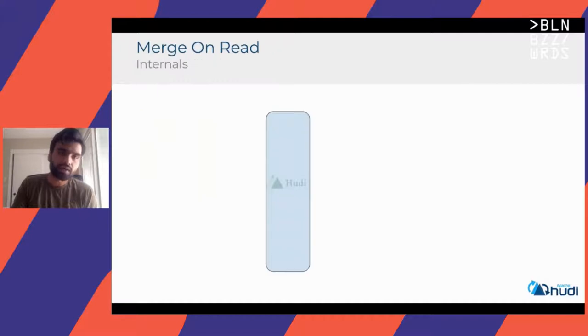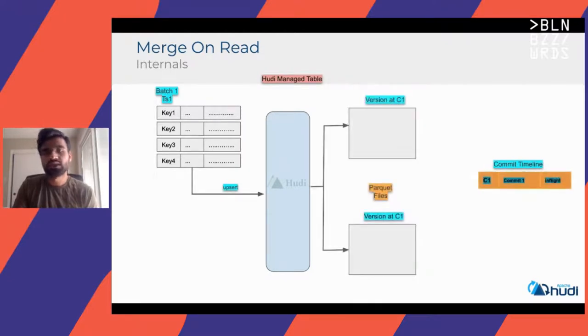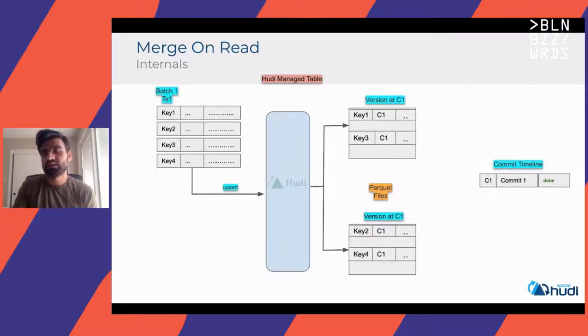So at this point, what we implemented is a merge on read. At a high level, this is how it works. You have the same batch of data that's incoming into a Hudi managed table. The timeline says, okay, there is new data that needs to be written. Let's say your choice is to write in Parquet files. So it writes data into Parquet files, the data is committed and is now available to query.